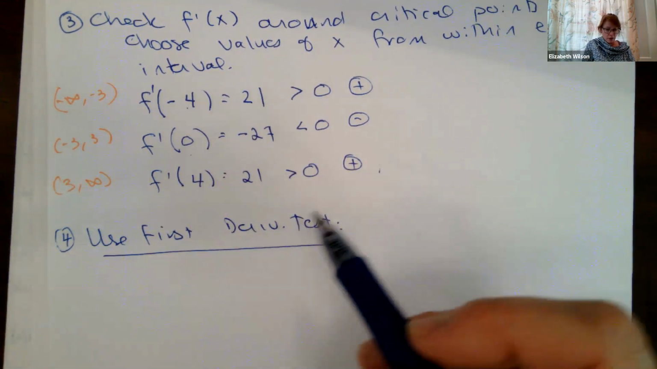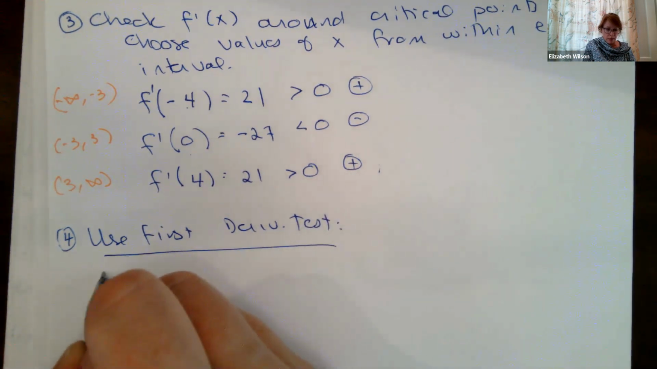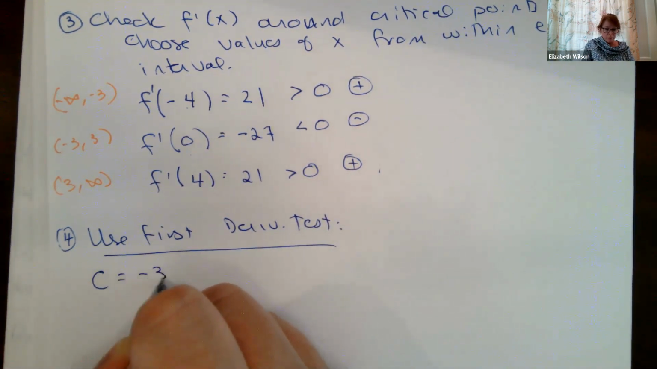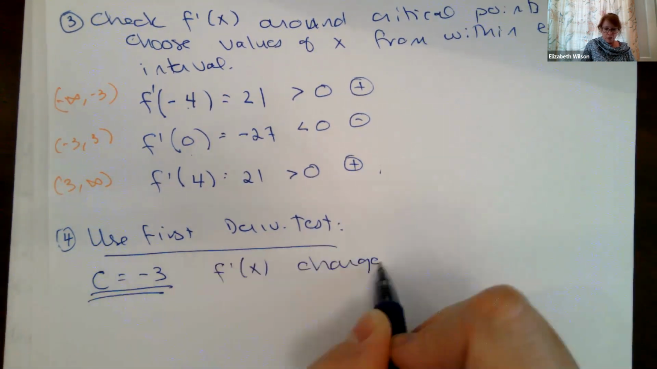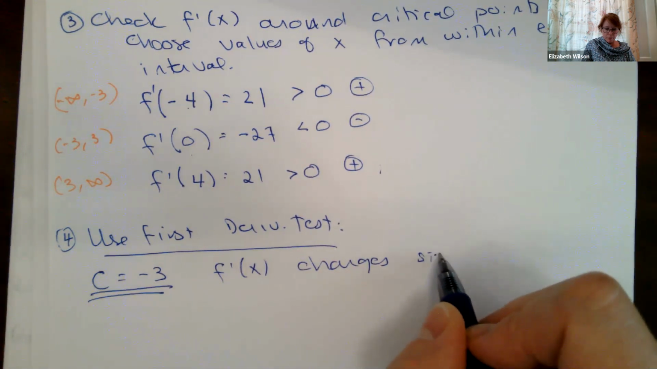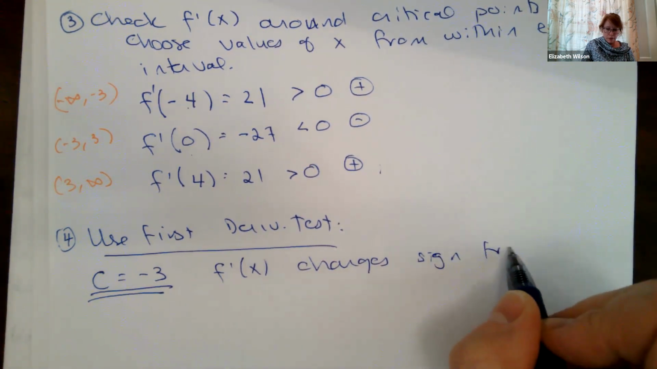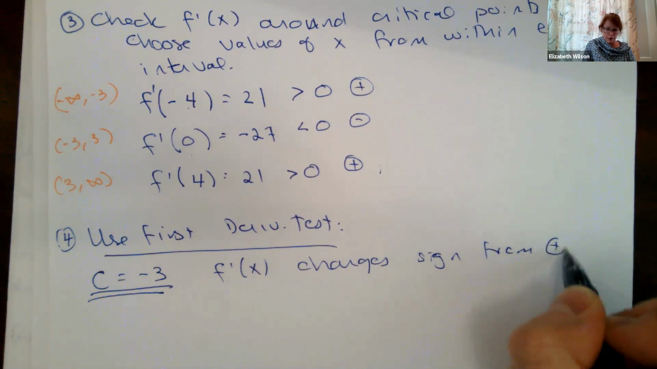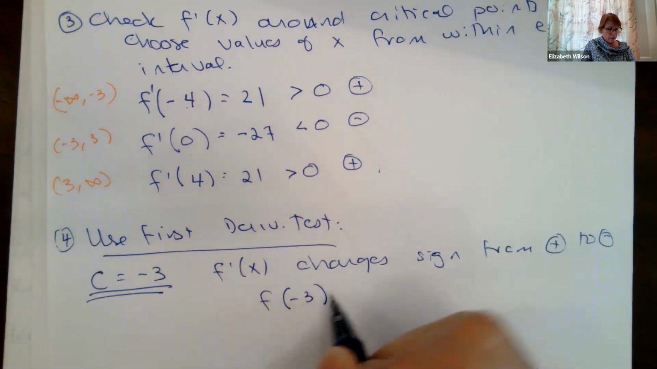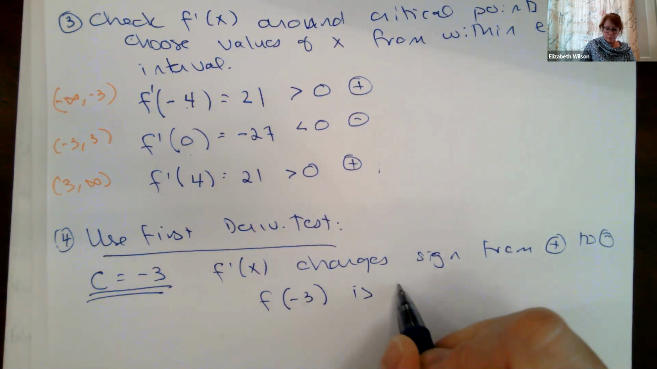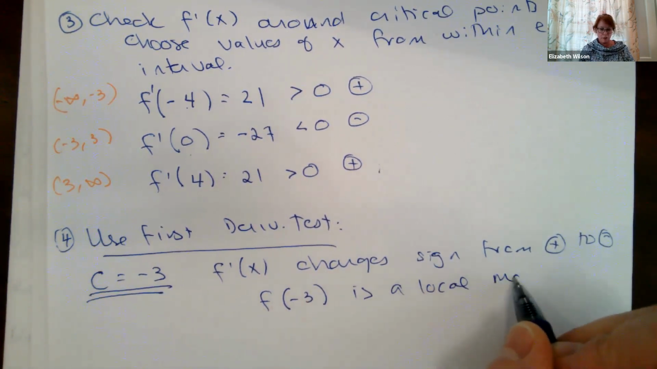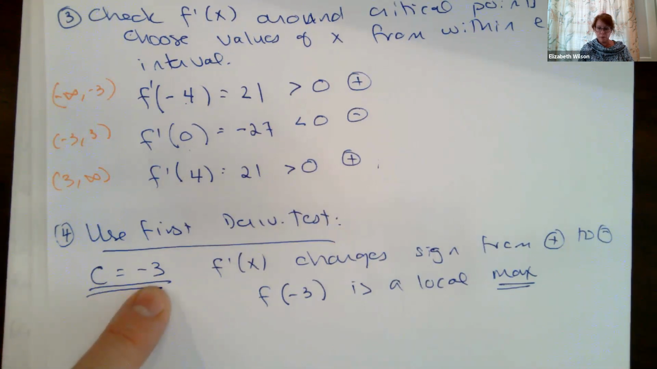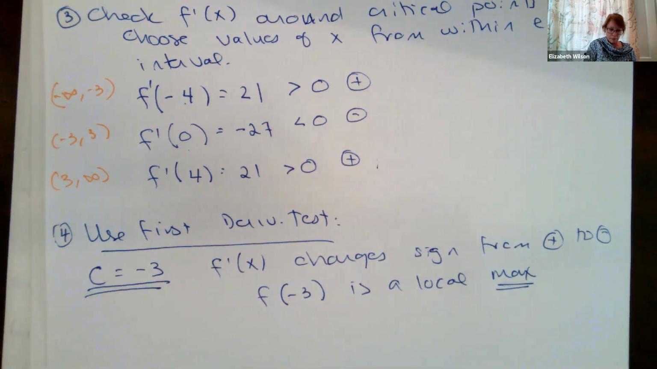So, the first derivative test. I'm going to say c equals -3. I'm making conclusions about my critical points. My first derivative changes sign from positive to negative, which means my function at -3 is a local maximum. So this function evaluated at -3 gives me a local max. My first derivative goes positive, negative. That means I'm at the top.